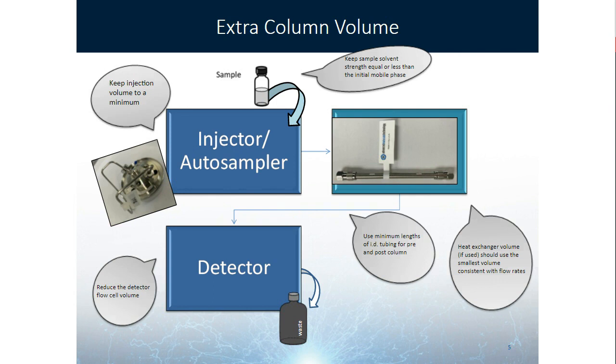So there's a couple things that we can do to the system in order to reduce this extra column volume. One of them being keeping your injection volume to a minimum. You also want to take note of your sample solvent strength. We want this to be equal or less than the initial mobile phase. Reducing the detector flow cell volume can also reduce your extra column volume. Use the minimum length of ID tubing for the pre and post column. And if you have a heat exchanger volume, you should use the smallest volume consistent with the flow rates that you're using. Reducing these will all help improve your peak shape broadness.